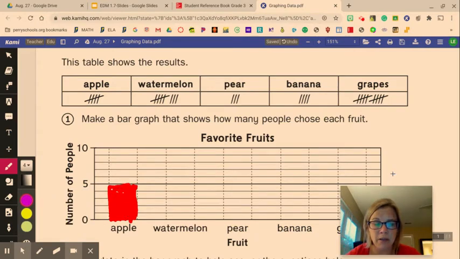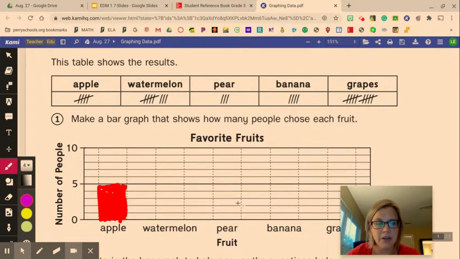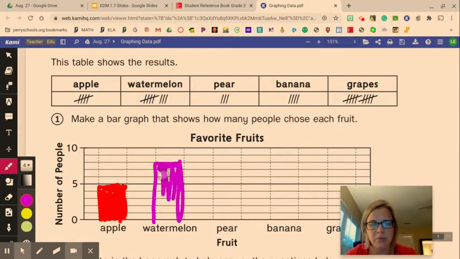For my watermelon, I am going to show 8 because there is 5 in the tally and then 3 more, so that's 8. I'm going to skip a little bit of a space and put my watermelon right here in this column. So I know here's 5, and then I can go 6, 7, 8 and draw my line there, and then shade in the rest of my bar. Again, it doesn't have to be perfect. We're just drawing it in so that I can see what you guys are doing.